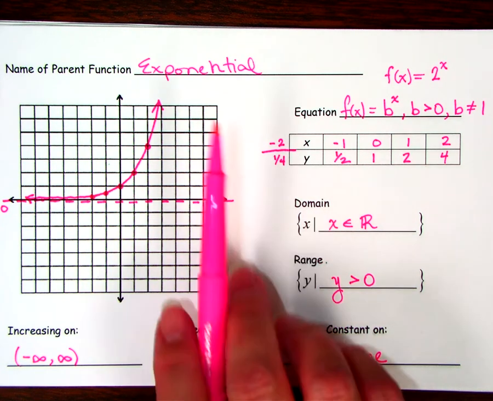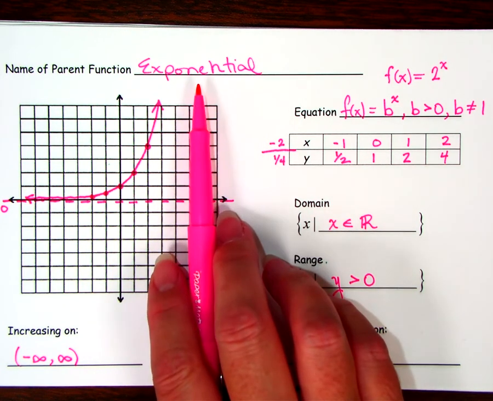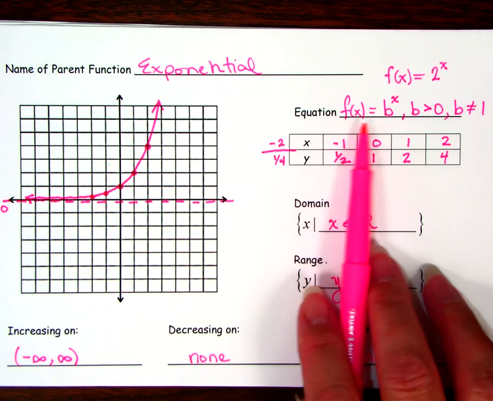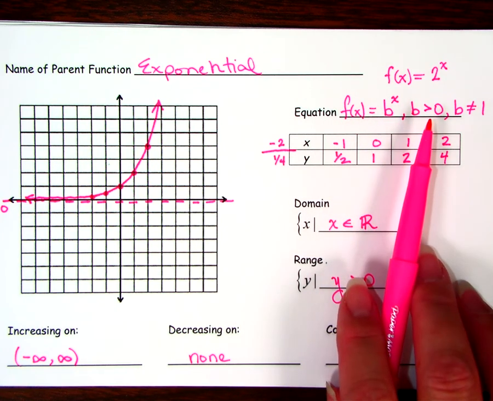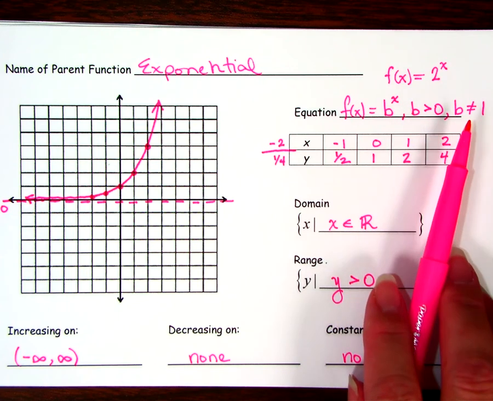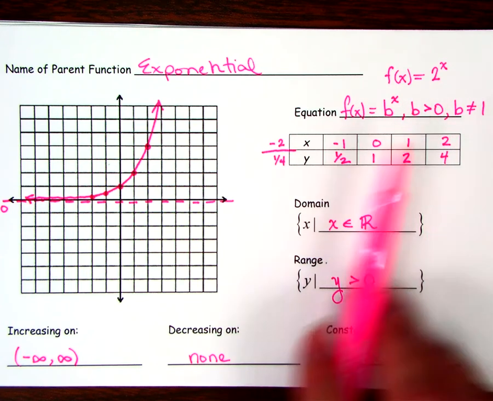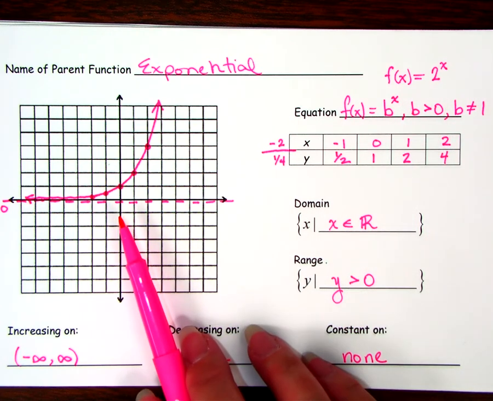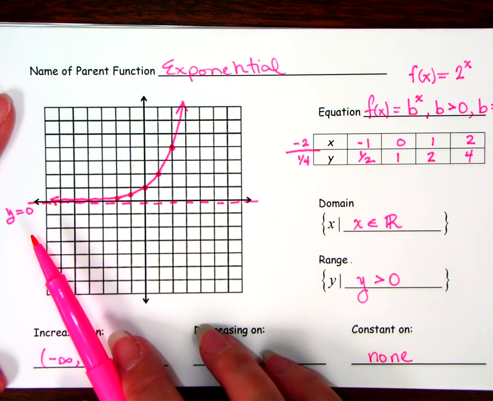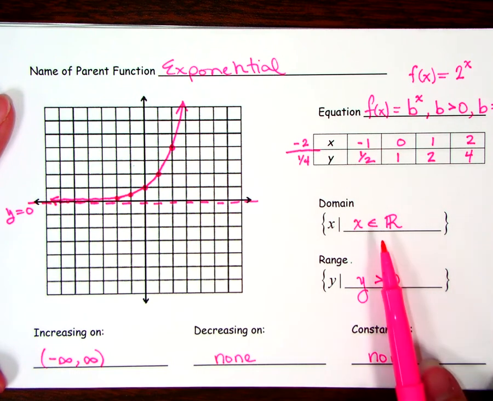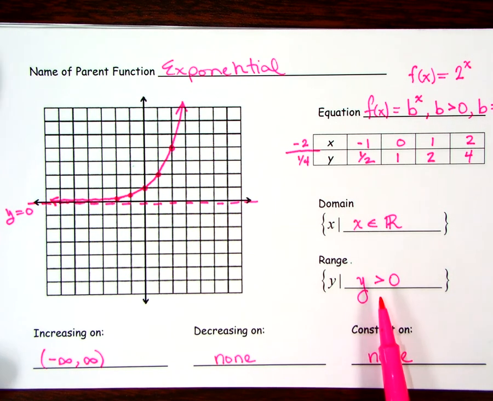What you need to know about this function is its name, exponential. The equation, f of x is equal to b to the power x, and you need to know that b must be positive and not equal to 1. You need to know what the graph looks like, and you need to know that it has a horizontal asymptote at y equals 0. You need to know the domain and the range.